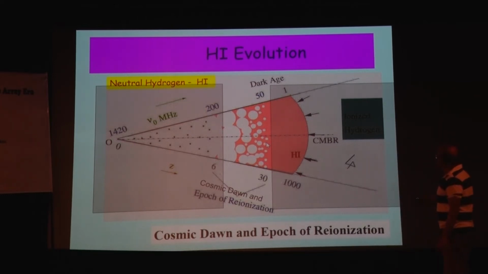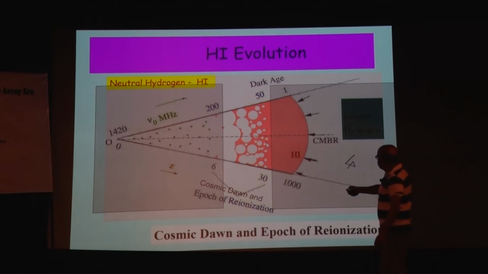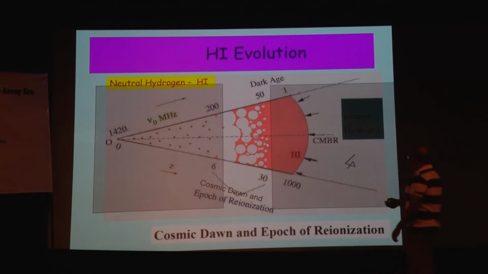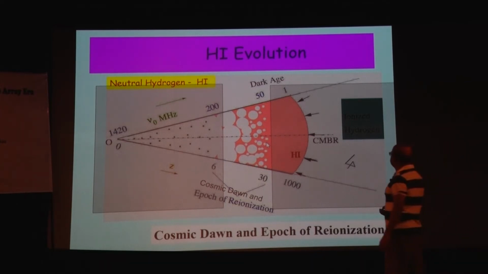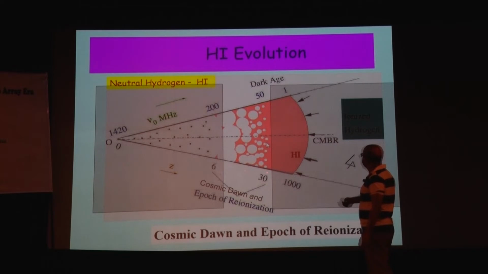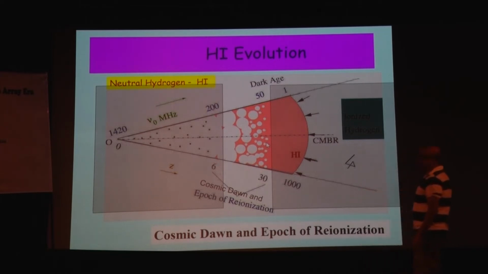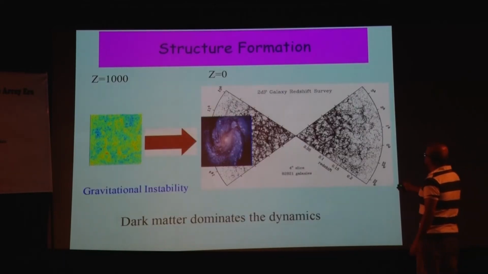After this, at a redshift of around 30 to a redshift around 6, you have something very interesting, and this is called the cosmic dawn and the epoch of reionization, this stage in the evolution of the universe. Let me spend a little time discussing this, what happens here. And to put it in perspective, let me first introduce this.